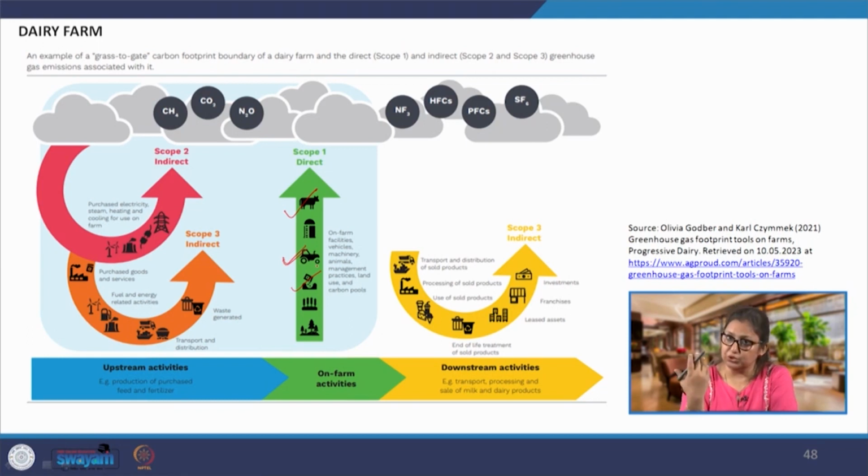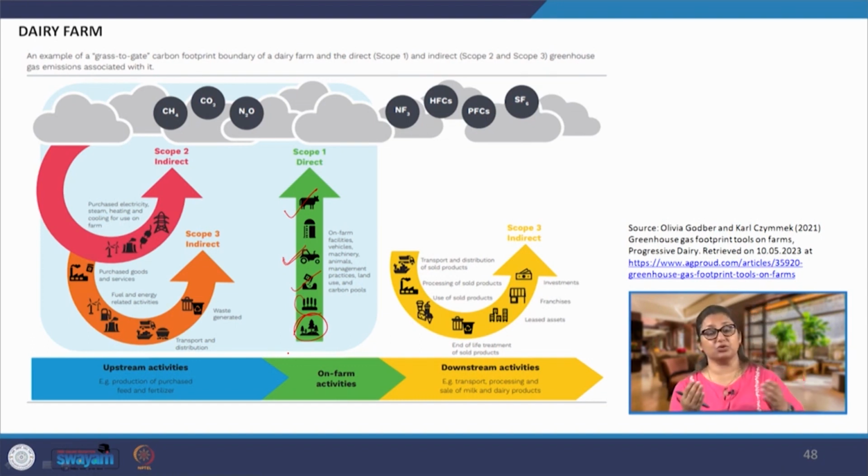Now, due to the reaction of that fertilizer on the land, there might be certain emissions happening. So, identifying them, accounting for them and reporting them. Then we also have, for example, carbon pools. They might be talking about the forested areas which might be absorbing a lot of the emissions that are happening.